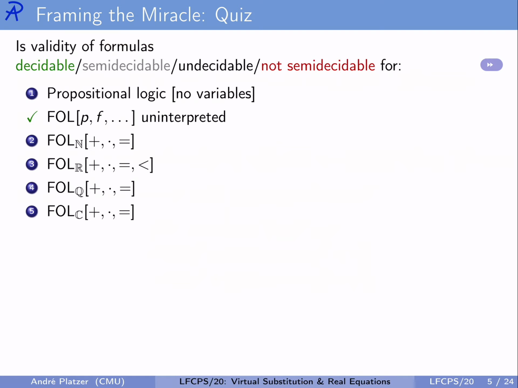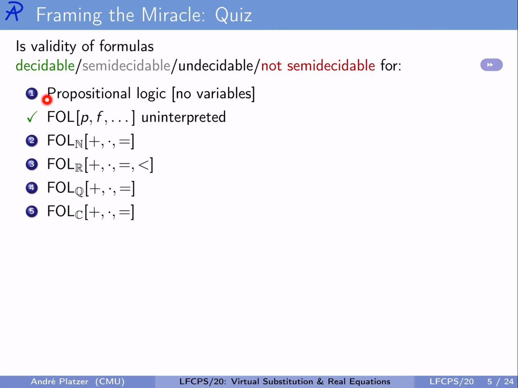Let's take the validity problem for formulas and ask ourselves, for different formulations of logic, what its complexity is like. We'll ask, is it decidable? So is there an algorithm that tells us yes or no for every formula, whether it is valid or not? Is it semi-decidable, which means there is an algorithm that, if the answer is yes, that the formula is valid, it will tell us so. If the answer is no, well, maybe the algorithm never terminates. It's undecidable whenever it's not the case that it's decidable. And it is not even semi-decidable when there isn't even an algorithm that on every valid example of a formula will tell us in finite time that it is a valid formula.